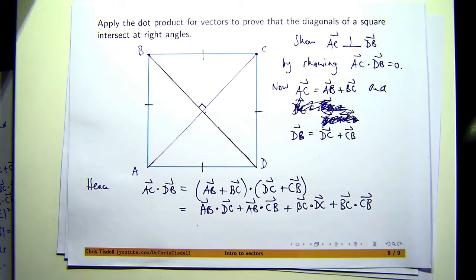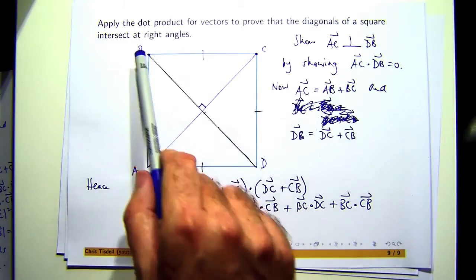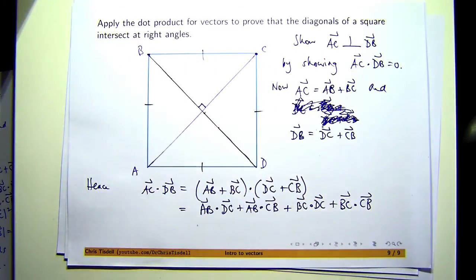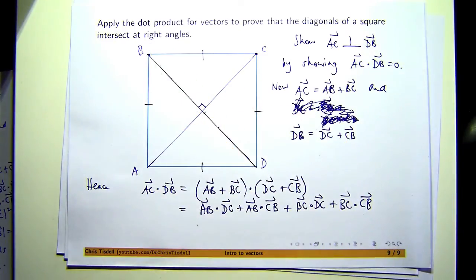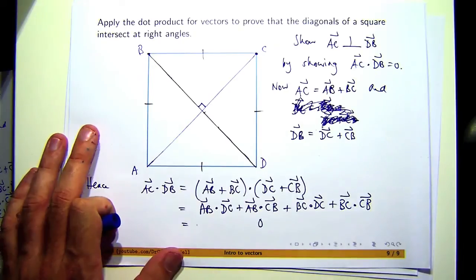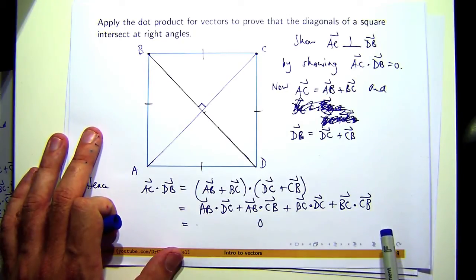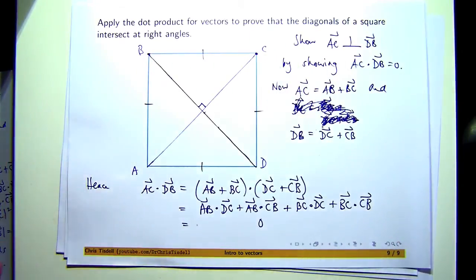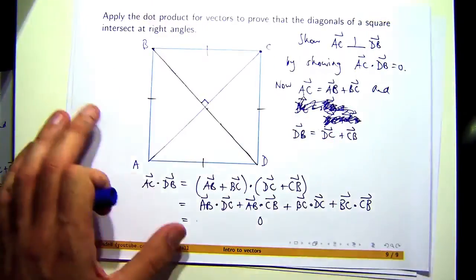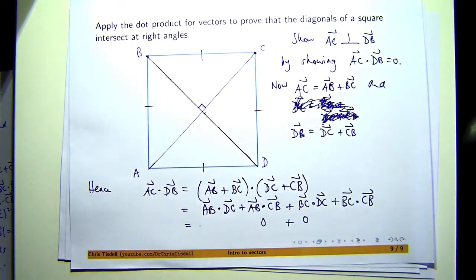Let's look at this one first. I'll save this for later. Let's look at this one: AB dotted with CB. What is the dot product of those two things? 0. Why? Because you've got a square and we know that they'll be perpendicular to each other. So that's going to be 0. BC dotted with DC: they're at right angles, right? So they're 0.